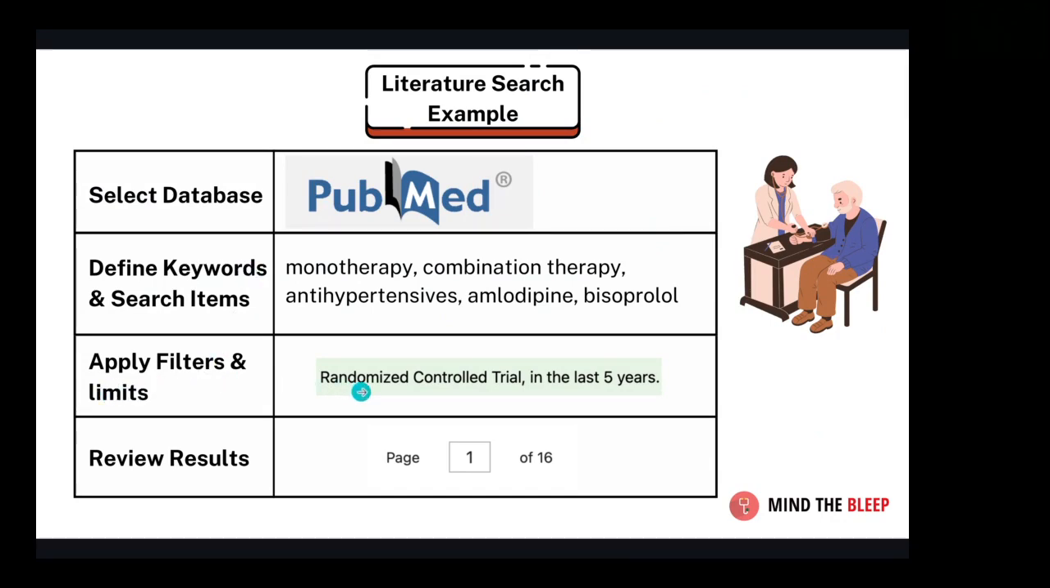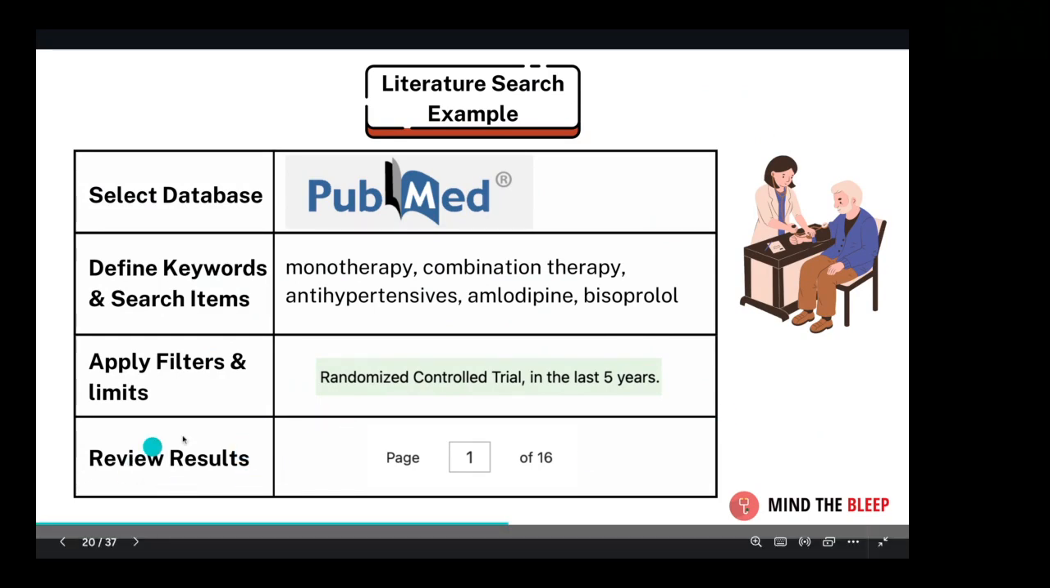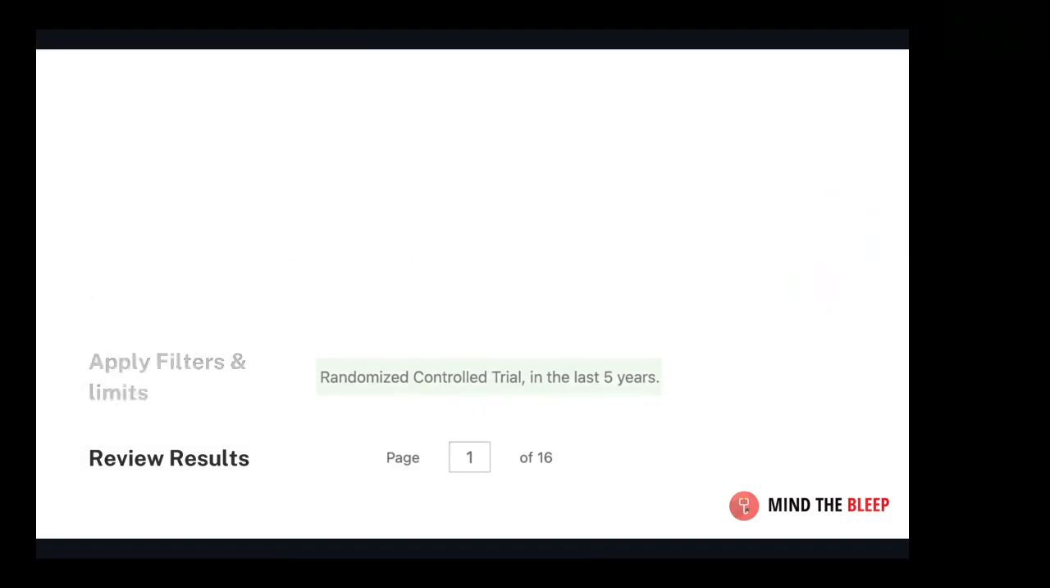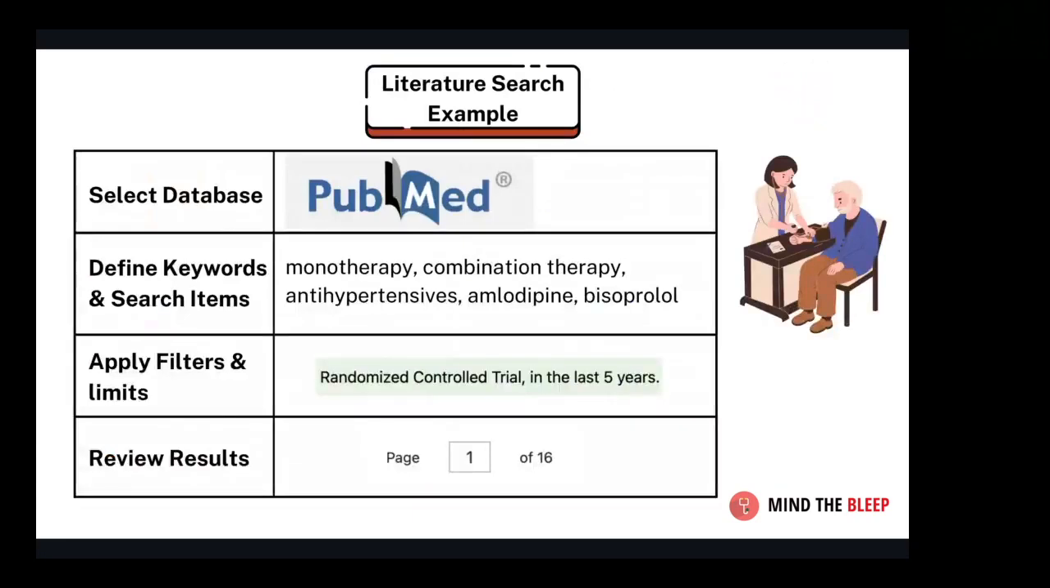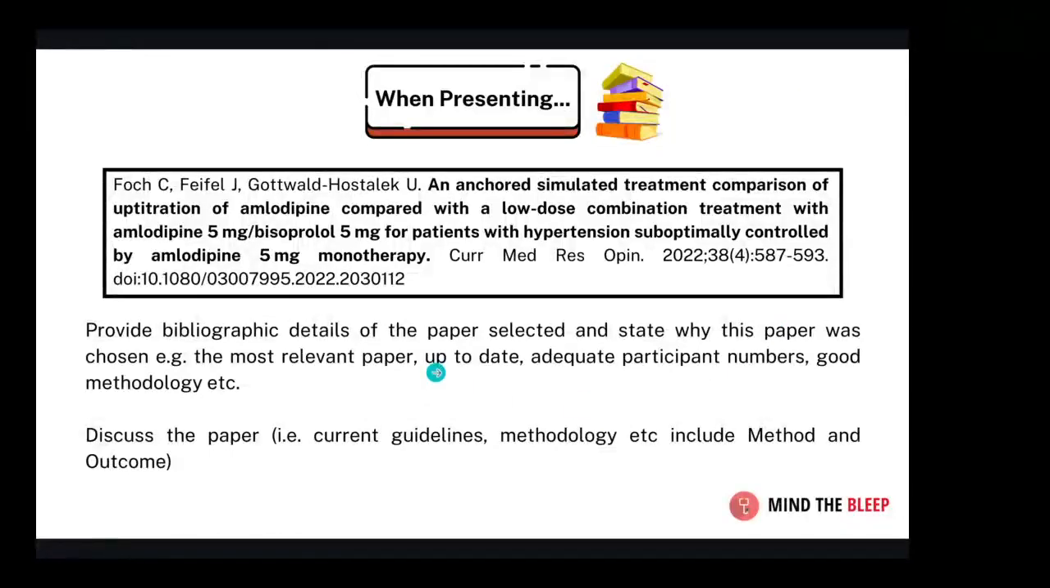And in terms of filters and limits, I wanted to take a look at randomized control trials because, as we were taking a look before in the different types of study designs, the randomized control trials are the best studies suited for the clinical question that we have. Initially, I put it in the last year because I wanted the most up to date, but unfortunately, it didn't give me a lot of articles. So I said in the last 5 years, and I came across a few. So I went through these articles, and I found this one, which I felt was very, very good. So I found this article.